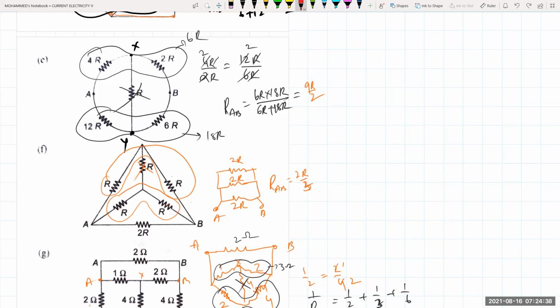If it is a Wheatstone bridge, the middle one will become ineffective. So that will be in series: 2R plus 4R is 6R, and 12R and 6R are also in series, so that is 18R. So the resistance across A and B will be equal to 6R into 18R divided by 6R plus 18R. Clear?